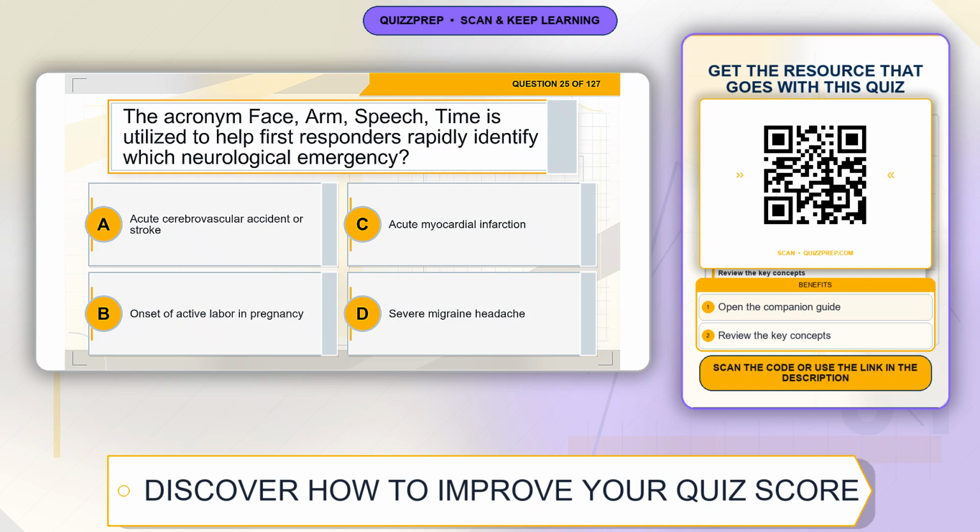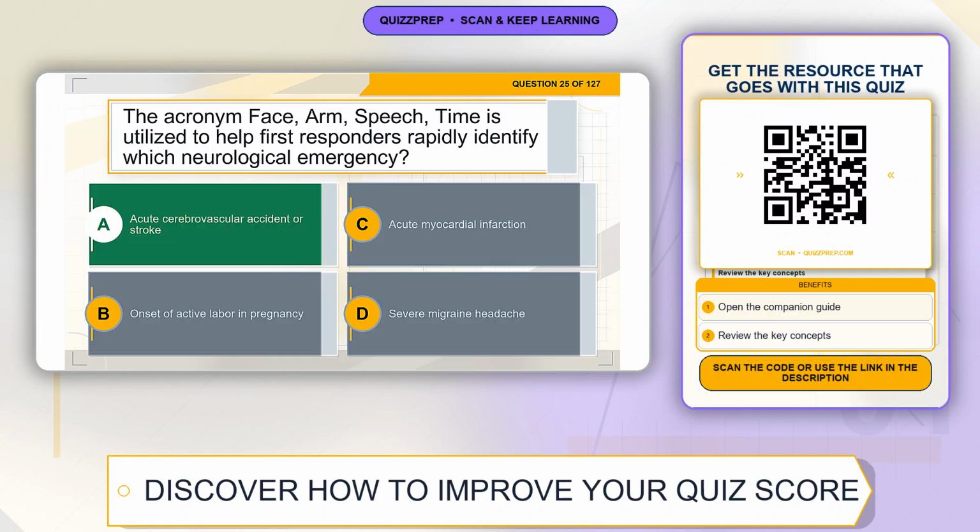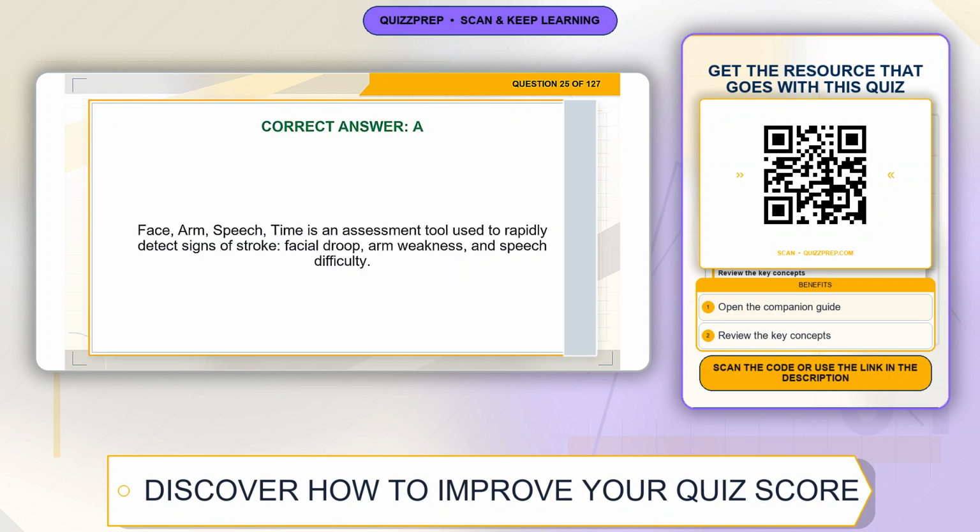Question 25. The acronym FACE, arm, speech, time is utilized to help first responders rapidly identify which neurological emergency? Option A, acute cerebrovascular accident or stroke. Option B, onset of active labor and pregnancy. Option C, acute myocardial infarction. Option D, severe migraine headache. The correct answer is option A, acute cerebrovascular accident or stroke. Explanation. FACE, arm, speech, time is an assessment tool used to rapidly detect signs of stroke: facial droop, arm weakness, and speech difficulty.